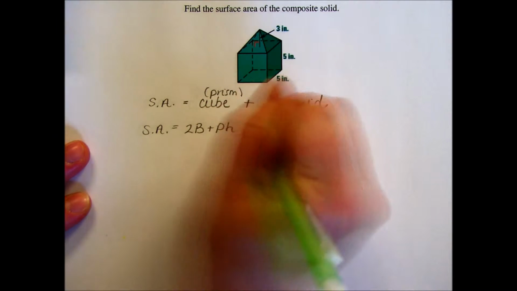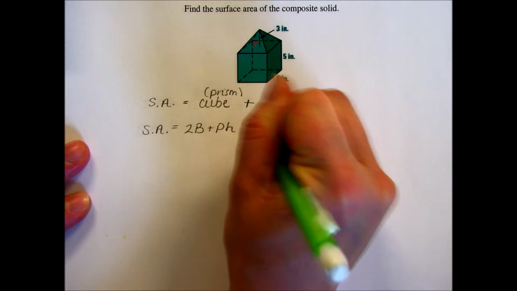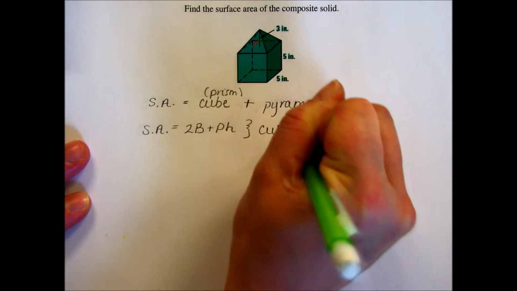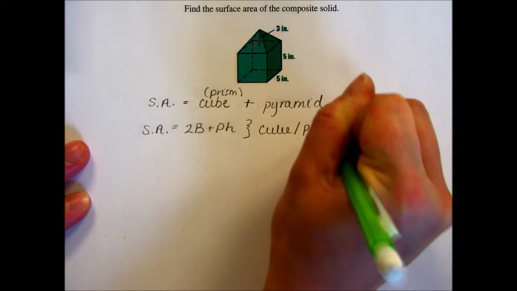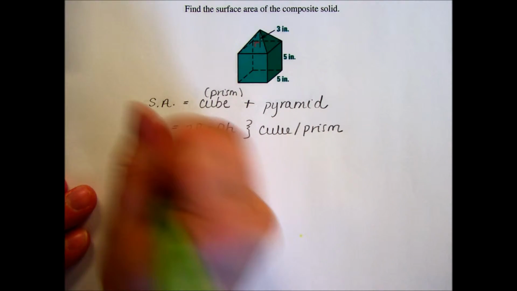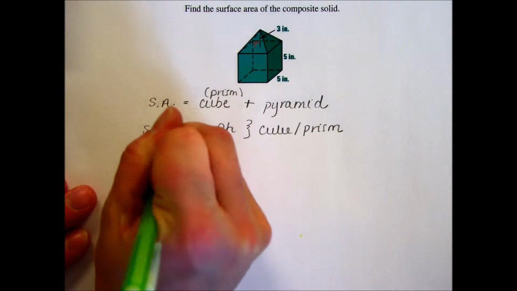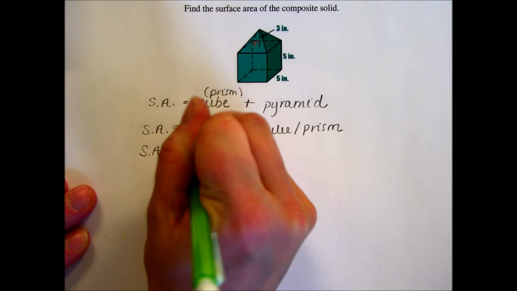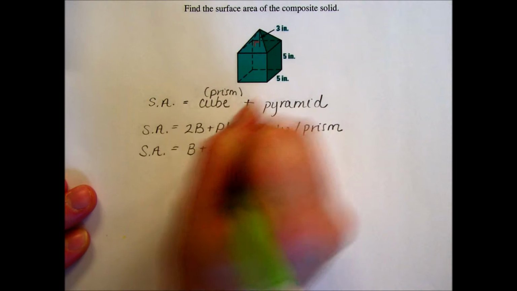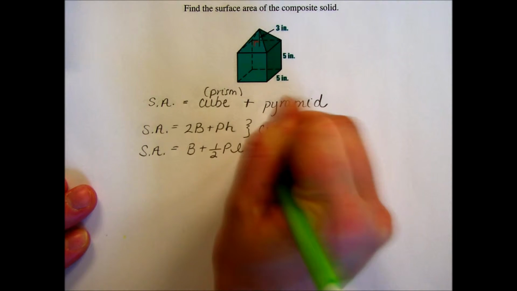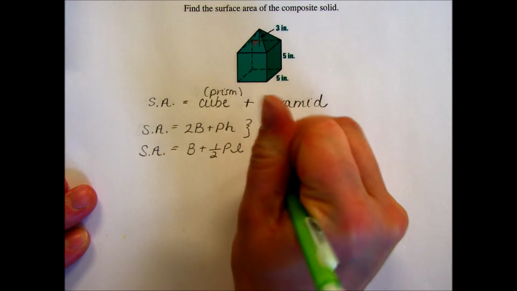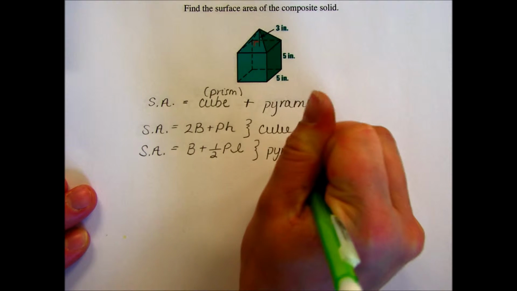But anyways, we're going to start with the formula for a prism, which is SA equals 2B plus P times H. Capital B stands for the area of the base, and capital P stands for perimeter. H stands for height. We're also going to use the surface area formula for a pyramid, and that is capital B plus 1/2 times capital P times L, and L stands for the slant height, which we will calculate later on in the problem.